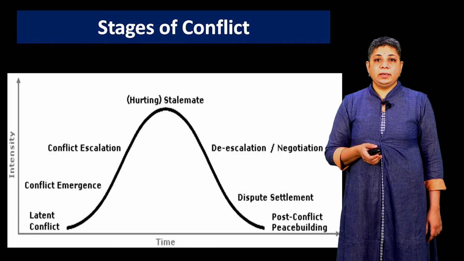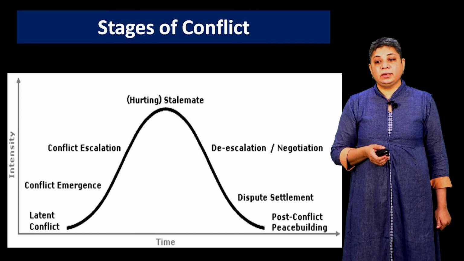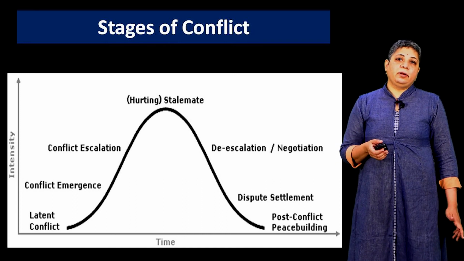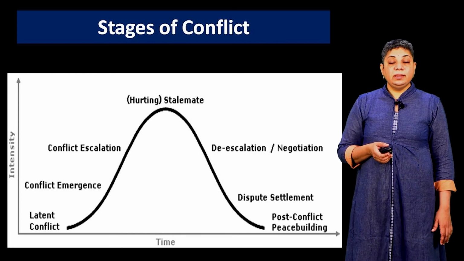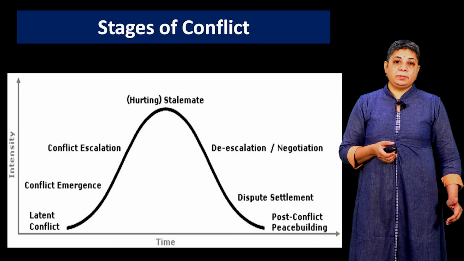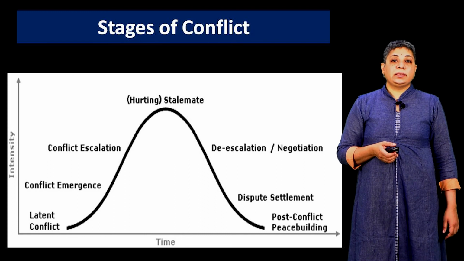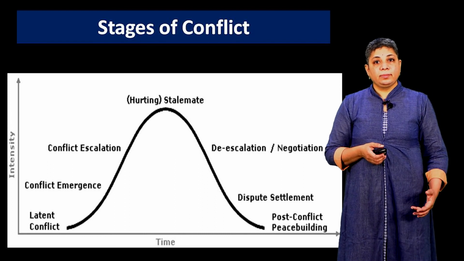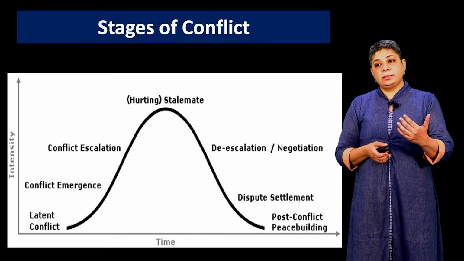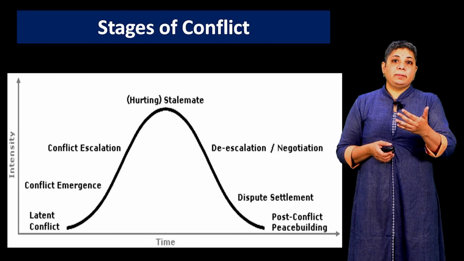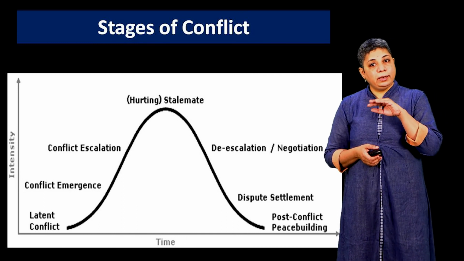Now if we have to understand conflict, it's important for us to remember the stages of conflict. Like in most situations, there would be a latent phase when there is conflict, but it is still under wraps, nothing is really visible outside, but there is a conflict. Then there is a sudden surge where it becomes very obvious, that is conflict emergence. Then it becomes escalated, it goes to its peak where it stays for some time. Then there is a stalemate, it stays there with a very high intensity, high level of conflict.